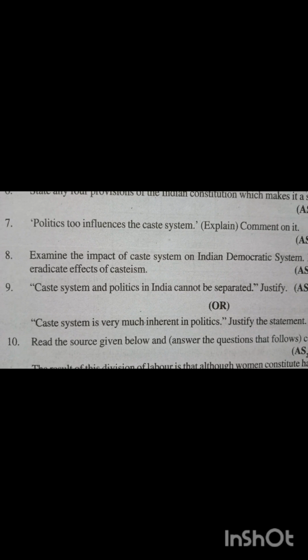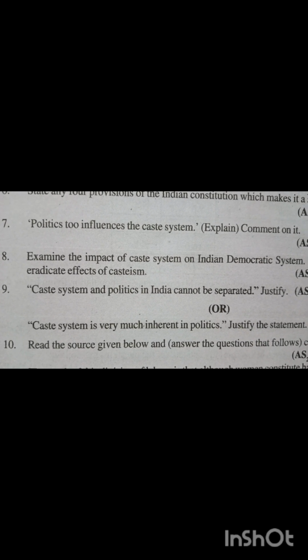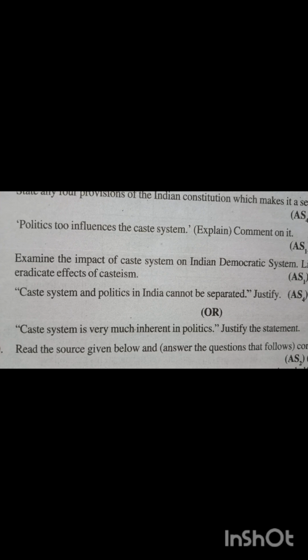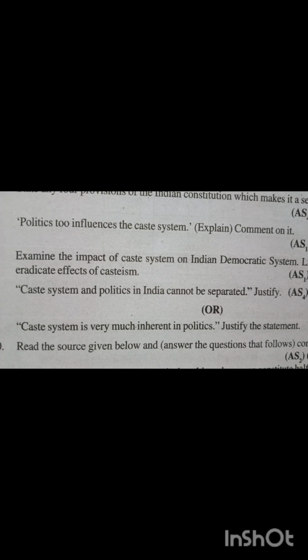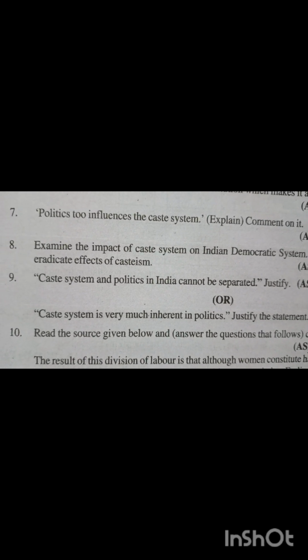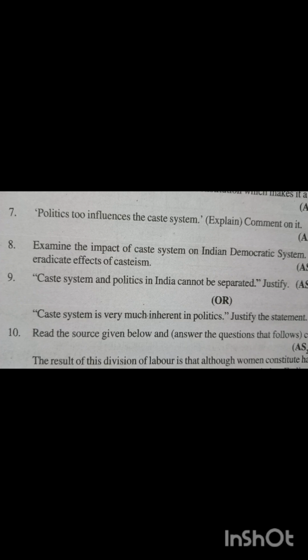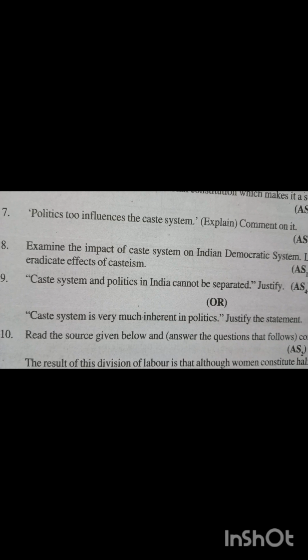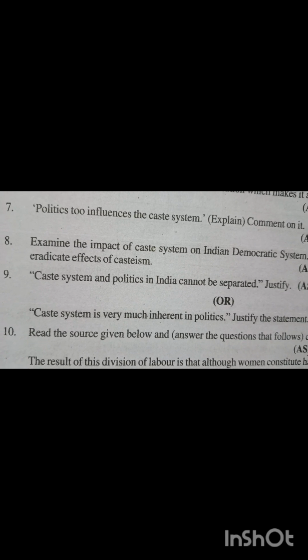Ninth one, caste system and politics in India cannot be separated. Justify. Or caste system is very much inherent in politics. Justify the statement.